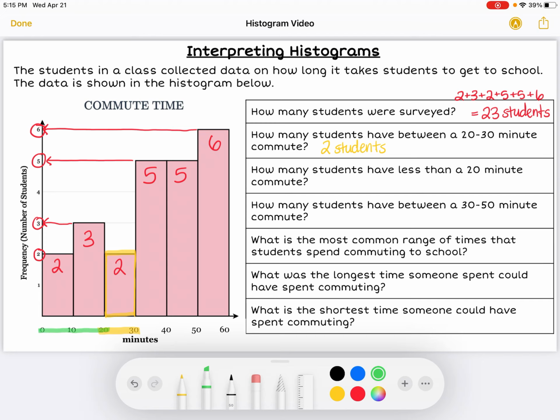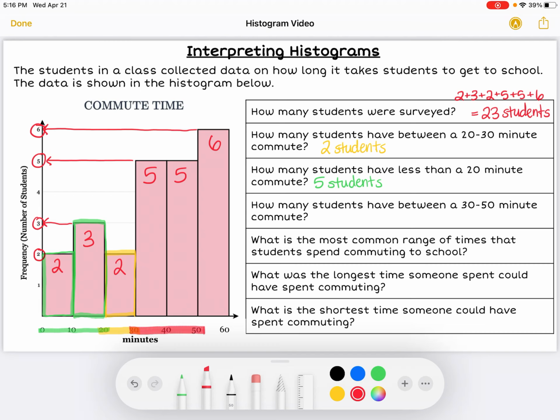My next question says how many students have between a 30 and 50-minute commute. So between a 30 and 50-minute commute, I need to find 30 and 50, and I want to count everything in between. This is counting 2 bars. So it's the bar from 30 to 40 and the bar from 40 to 50. We're going to count both. We already found that both of these have 5 students in each section. So I'm going to add 5 plus 5 to get my answer, which would be 10 students that have between a 30 and 50-minute commute.